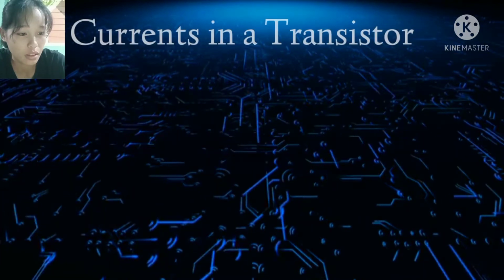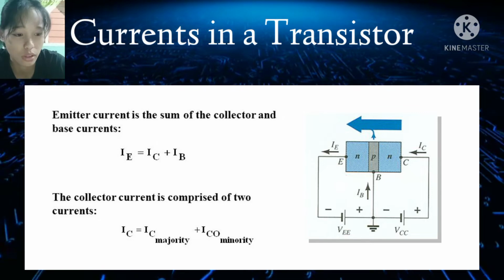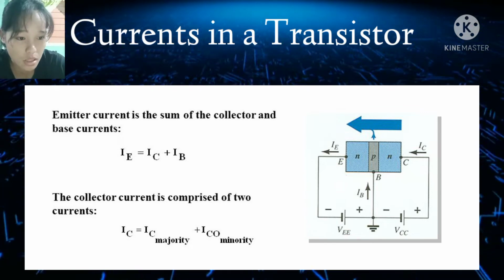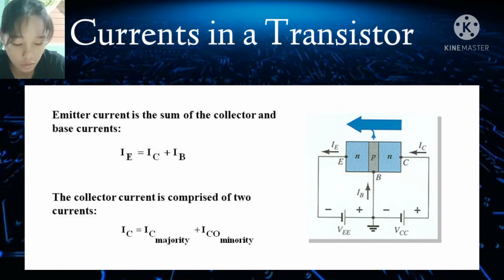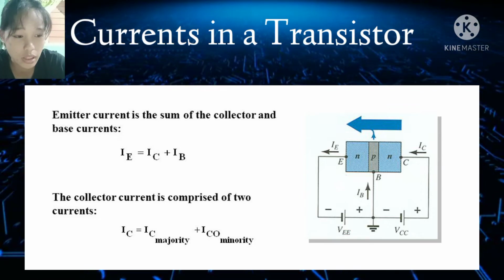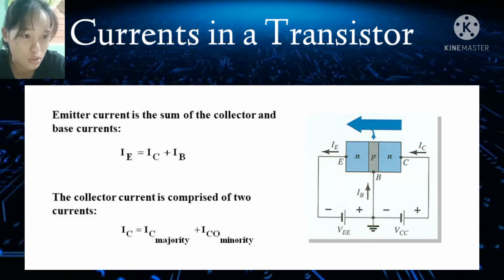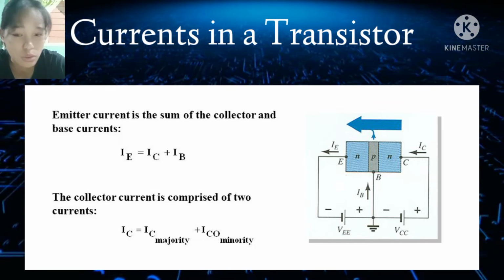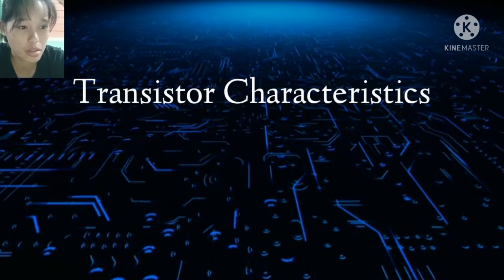Then for the currents in the transistor, the emitter current is based on Kirchhoff's law, so this is equal to the sum of the collector current plus the base current. The collector current is comprised of two currents: the majority carrier current and the minority carrier current. The majority carrier current is from the junction that is forward biased, while the minority carrier current is from the junction that is reverse biased. Now let's talk about the common base configuration.